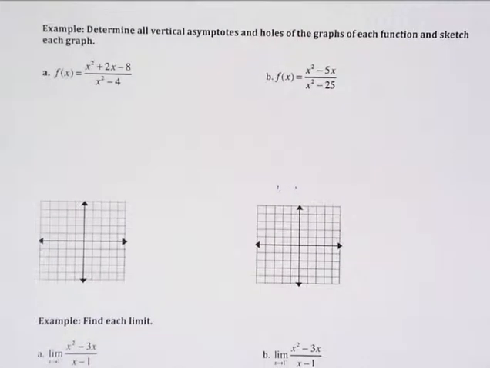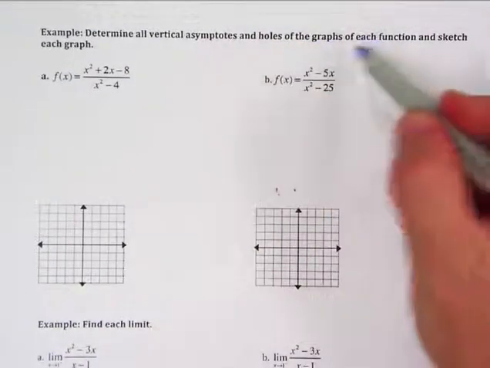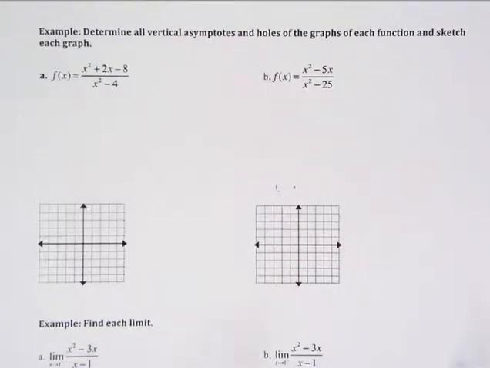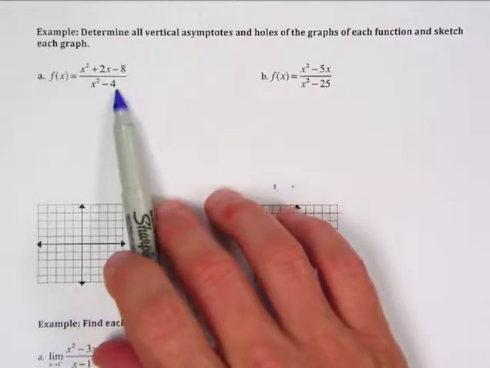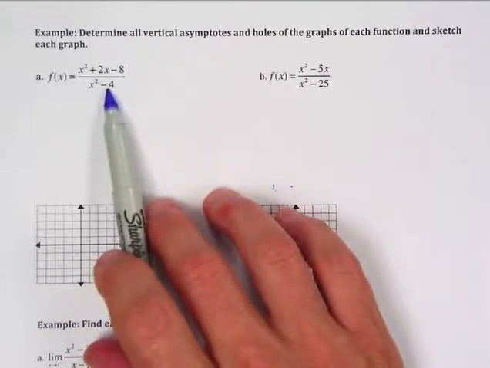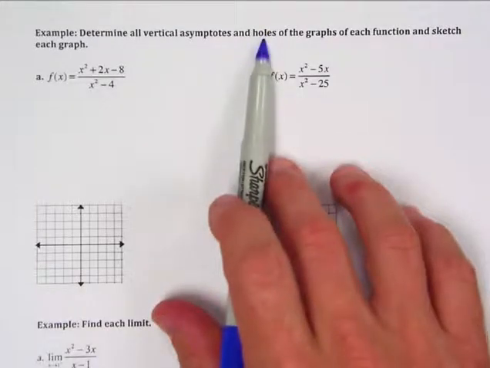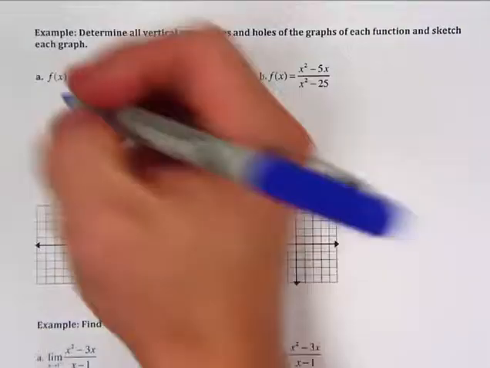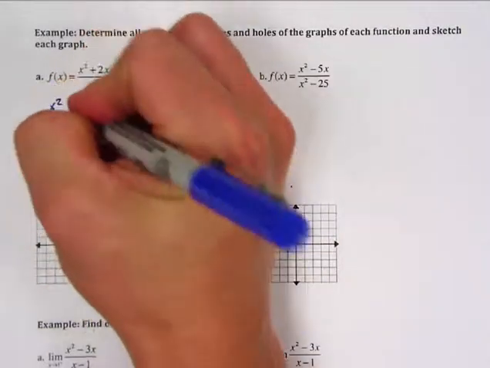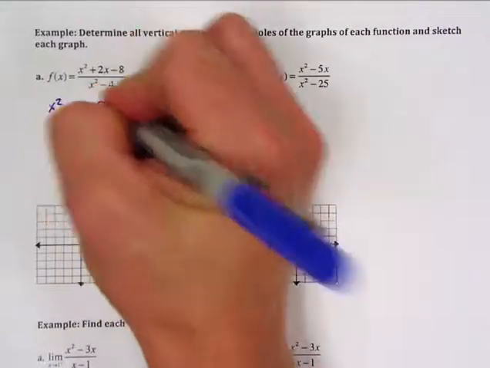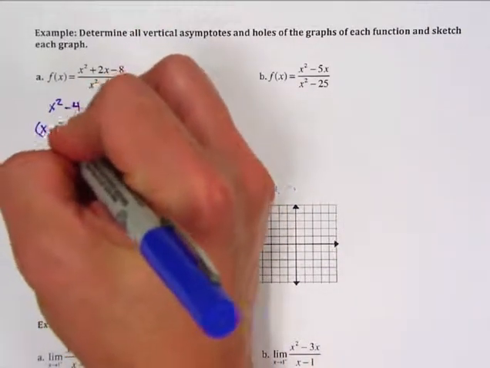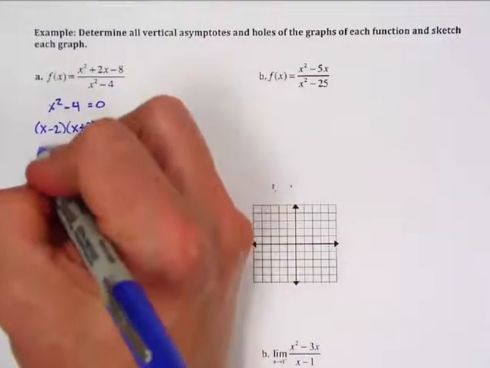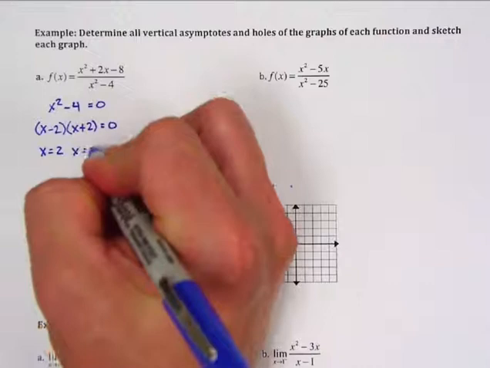Our next example says determine all vertical asymptotes and holes of the graphs of each function and then sketch each graph. Okay, so what we're talking about now is that not every time you get a 0 in the denominator is it going to give you a vertical asymptote. You might also have a hole at that x value. So here's how we're going to determine that. We do the same process as before. We let the denominator equal 0, often requiring factoring to solve. So here we get x equals 2 and x equals -2.